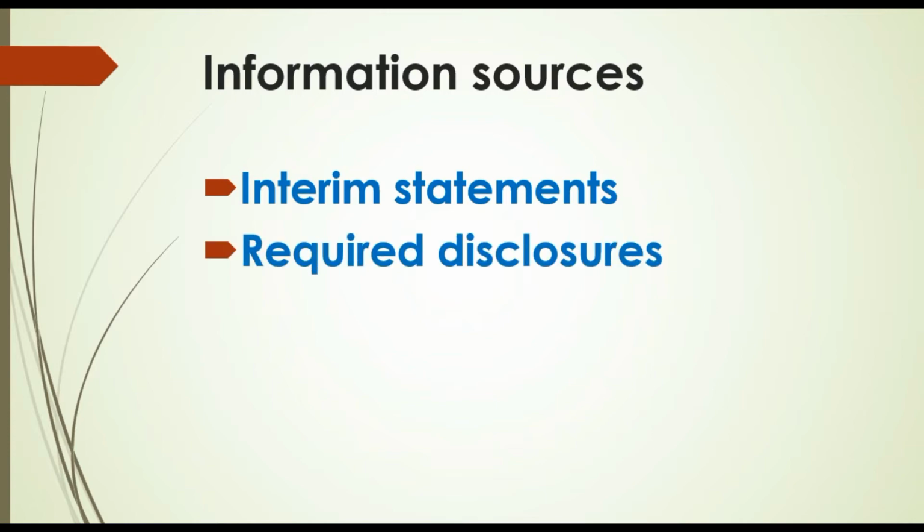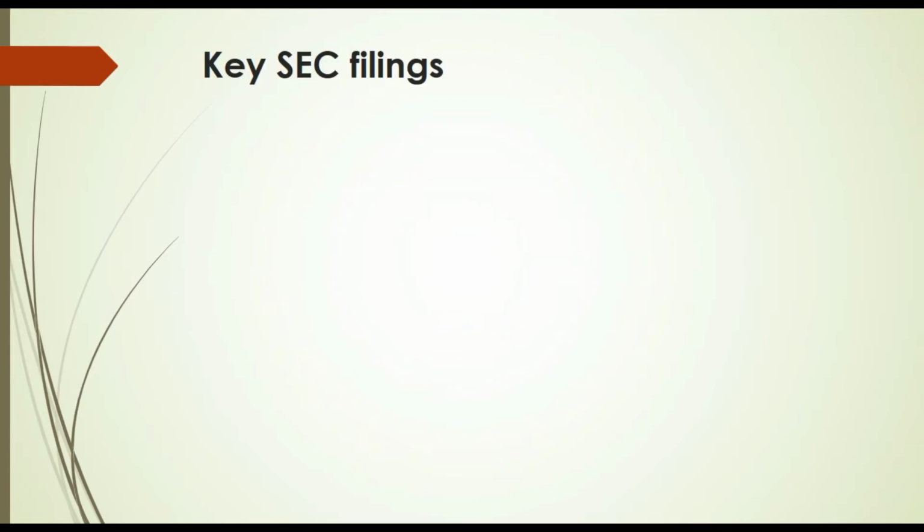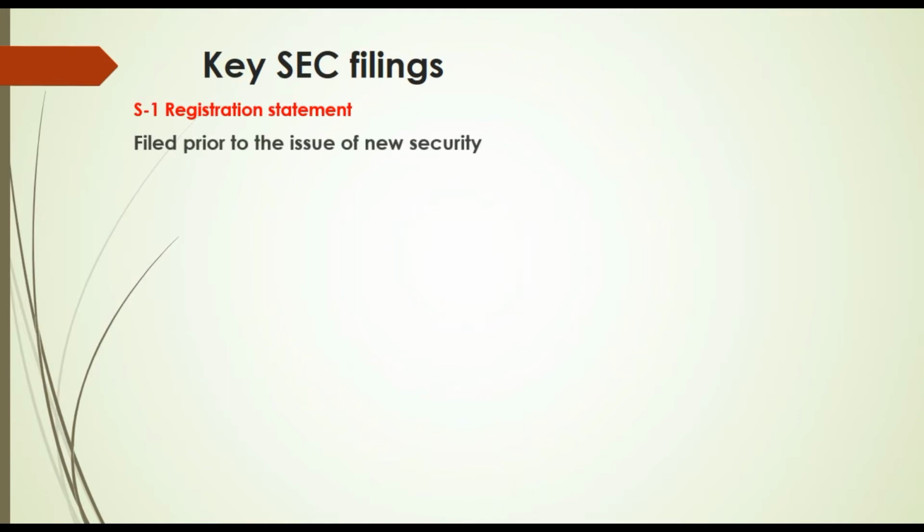Number 2, required disclosures. These are key SEC filings like Form S-1 registration statement. It is filed prior to the issue of new security. It contains details about issuer, the underwriter, the risk associated with security, and disclosure about the usage of funds.